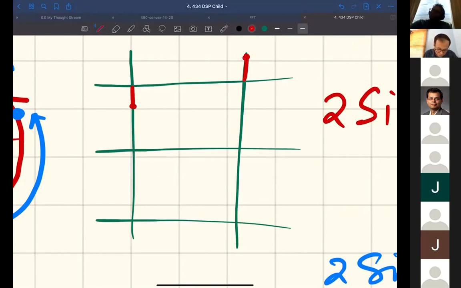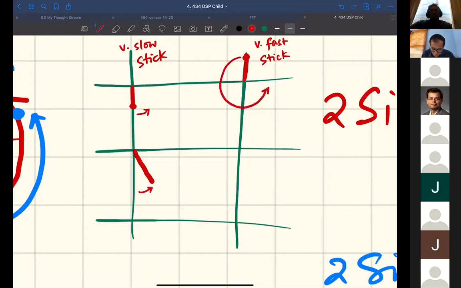Okay. Now the first stick moves theta. Second stick, which is very fast. This is slow stick, very fast stick. Actually, we should make it very slow stick. So this stick moves this way, which comes to here. This stick moves this way. Sorry. Which comes to here.